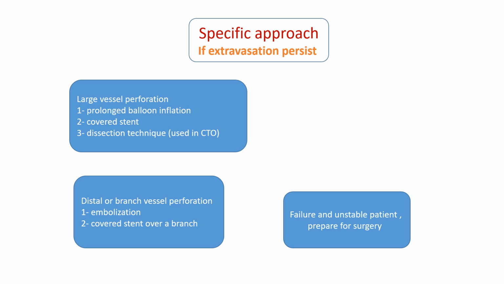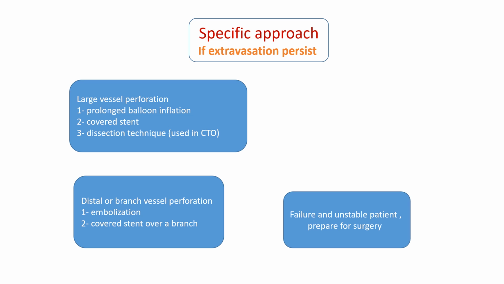The second step is specific and depends on the type of the perforation when the extravasation persists, so whether it's a large vessel perforation or a small or distal branch vessel perforation. In case of large vessel perforation, the specific step will include a prolonged balloon inflation or using a covered stent. And in rare cases, when the perforation occurs during CTO PCI, a dissection and re-entry technique could seal the perforation.